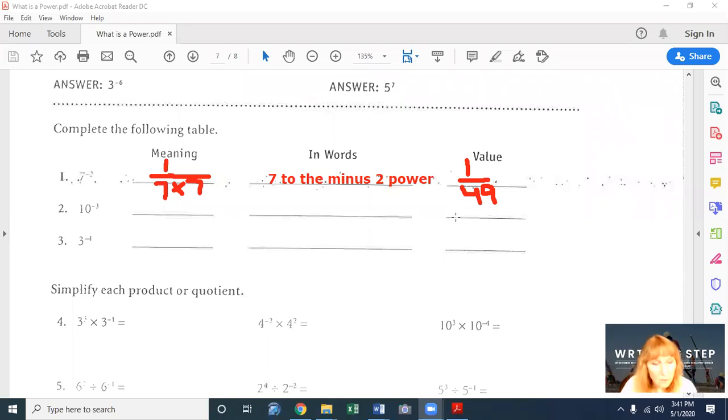Okay? So let's try 10 to the negative 3. So we're going to write it out the way they want us to. That's really going to be 1 over 10 times 10 times 10. And again, the dot means times.